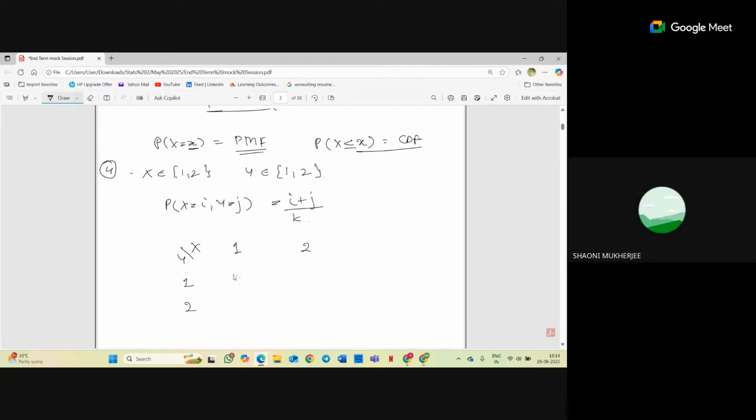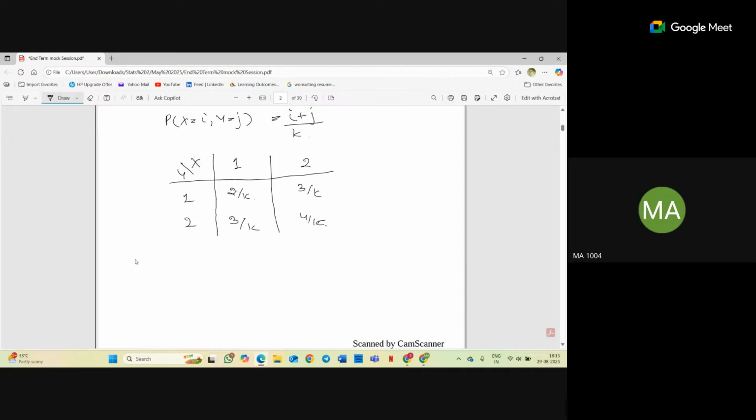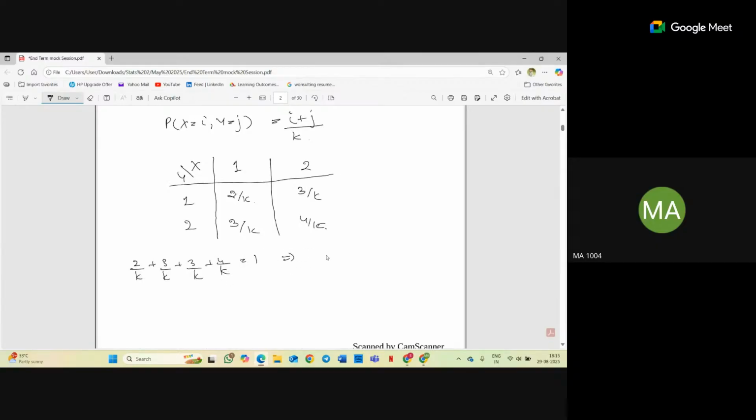What is this value? This will be 2 by k, since 1 plus 1 by k is 2 by k. The next one will be 2 plus 1 by k, that is 3 by k. Again 3 by k, and the last one is 4 by k. Adding all of them will give 1. So 2 by k plus 3 by k plus 3 by k plus 4 by k equals 1. By solving this, the value of k comes out to be 12.